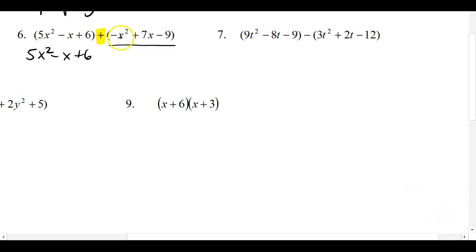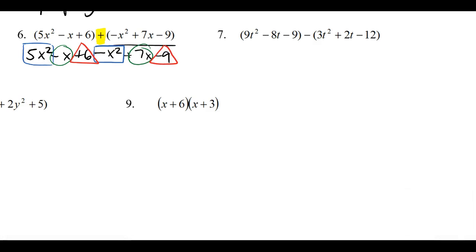Now remember here, we have a negative x squared, so it's going to be minus x squared, and then plus 7x minus 9. Now do the same thing, combine all the terms that are the same. Box around the 5x squared, and then I also have an x squared here, and remember include the sign. Now I have a negative x here. Let's see if I have any other x's. Well, I have one also here, so I'll put a circle around that. And then the last one would be these numbers here. So I'll put a triangle around the 6 and a triangle around the negative 9.